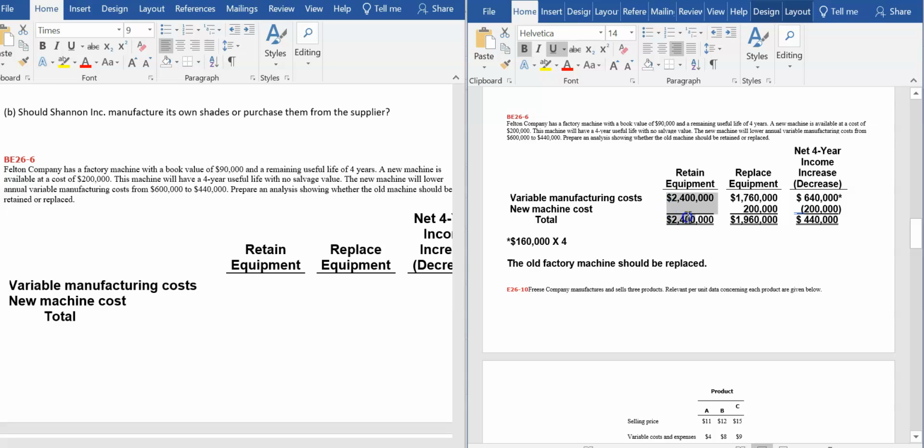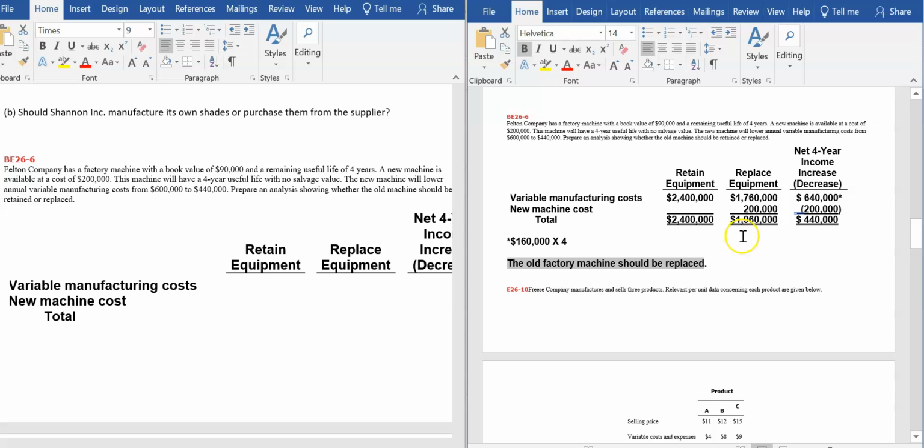Comparing the cost to retain and replace. Replacing the equipment is less expensive based on the savings each year they have in operating costs. Thus, the decision should be to replace the old machine. Quantitatively, it's less expensive. But let's talk qualitative.